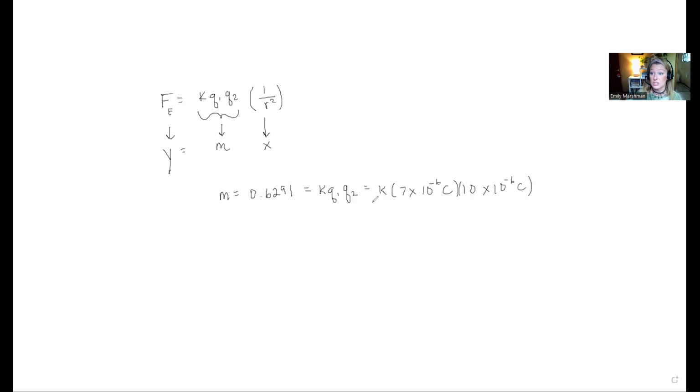From this, we can use the data that we collected from the experiment to solve for the Coulomb constant K. So I'm going to take my slope, 0.6291, divided by the two charges here. And I get a value for K of about 8.99 times 10 to the 9, which is close to what the value should be, 9 times 10 to the 9th. So we're pretty much right on.